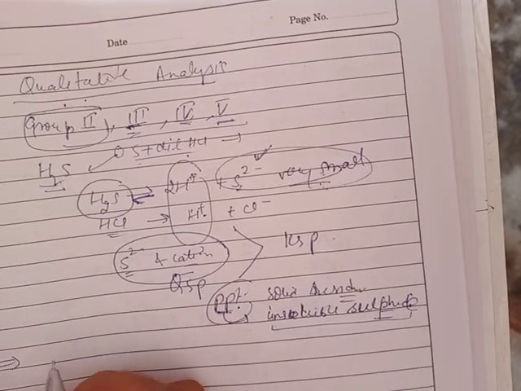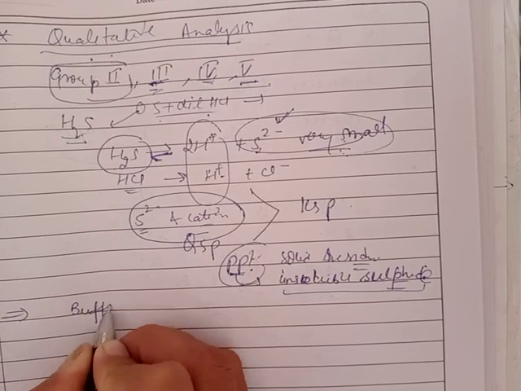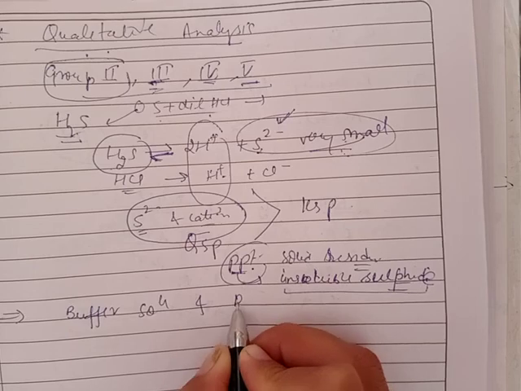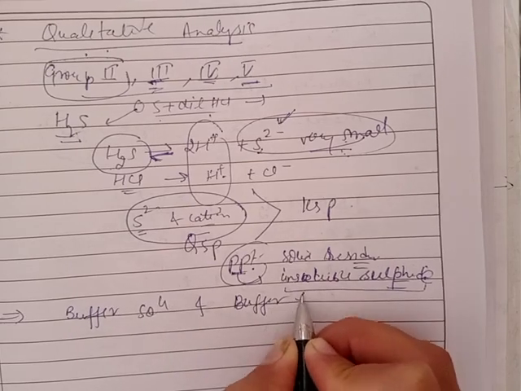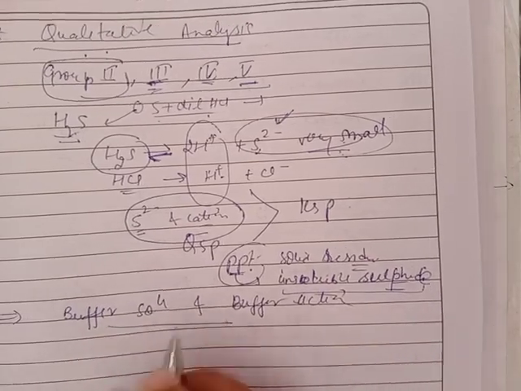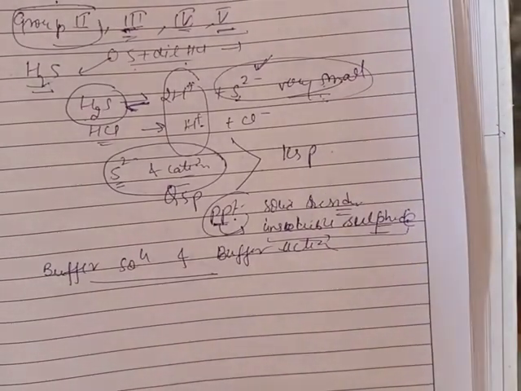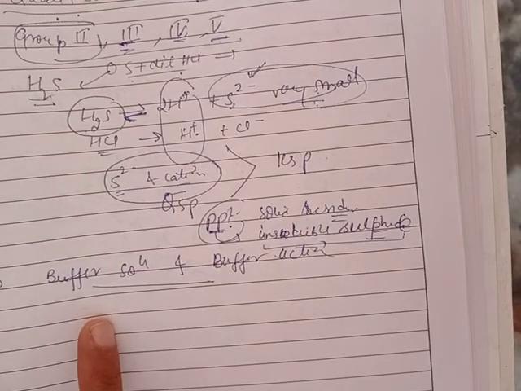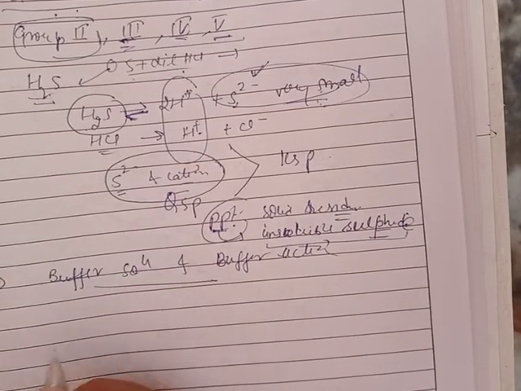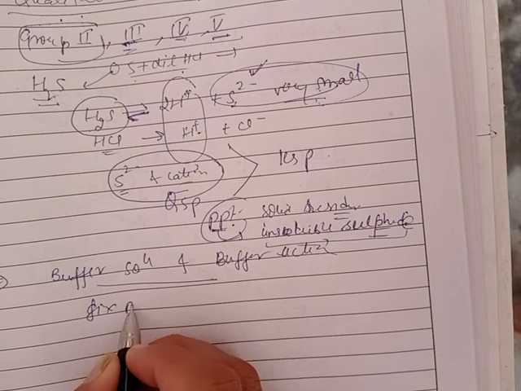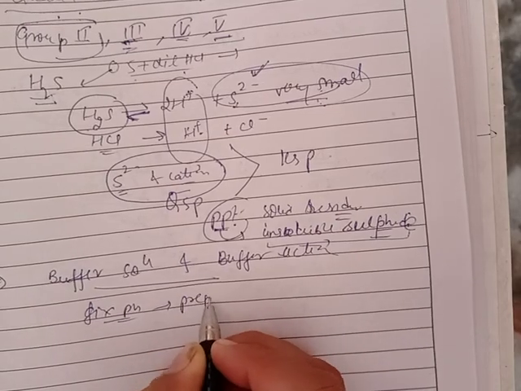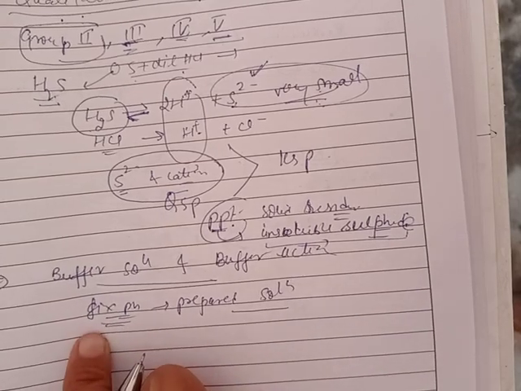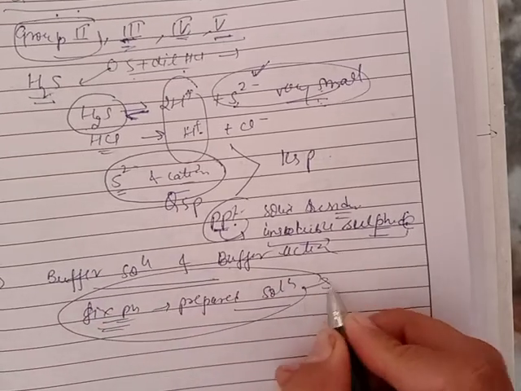The last topic is buffer solution. The last topic of this unit is buffer solution and buffer action. What is a buffer solution? Now, before starting it, I am explaining some basic points here. Suppose we have prepared a solution having a fixed pH and this solution is stored.